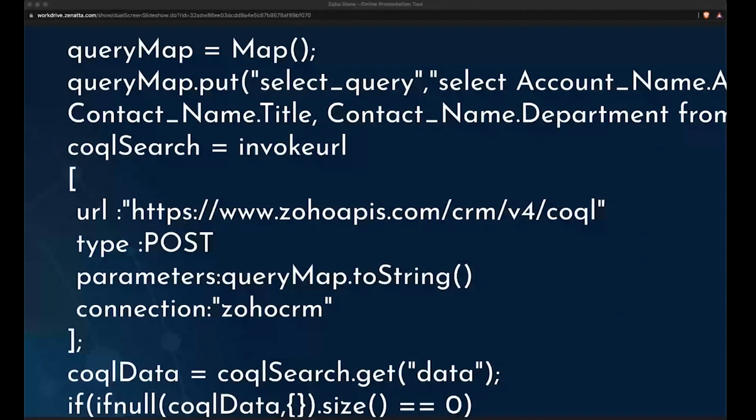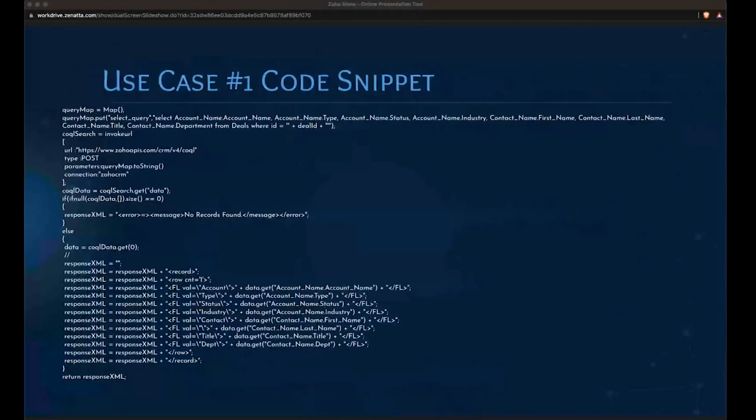So here I'm grabbing, how to, if you want to get all of the account and contact information associated to a deal in a single API call, rather than having to get the ID, then get the lookup fields, then do get record by ID for both the contact and the account.